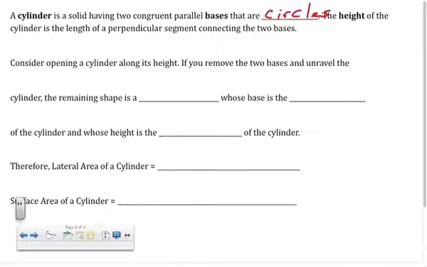Another rectangle. The base of this rectangle is what, as far as the cylinder is concerned? It's the what of the circle? Well, your heart's in the right place, but we don't talk about perimeter of the circle, we talk about its circumference. Yes, the remaining shape is a rectangle, and the base is the circumference.